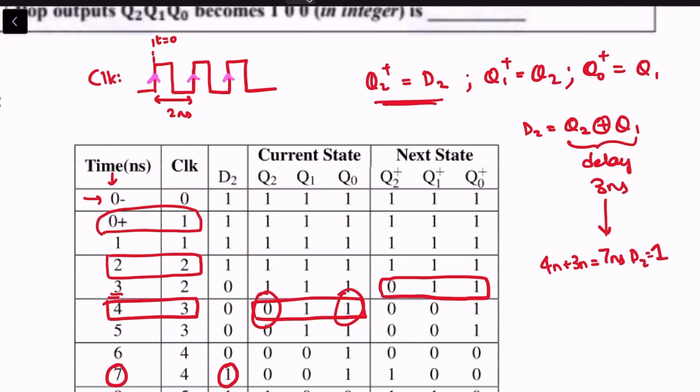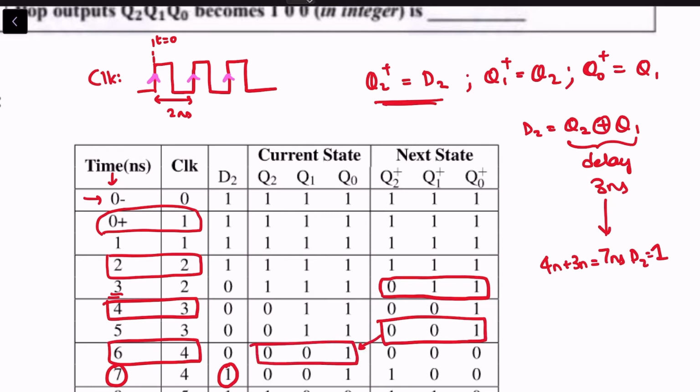This is D2. Until then D2 is 0, so the next state Q2 plus, which takes on the value of D2, is 0, and 0 1 comes over here. On the next clock edge, at 6 nanoseconds, clock edge number 4, the next state of 0 0 1 arrives. For 0 0 1, Q2 and Q0 are still 0 1, and so you are not going to see a change in the output of the XOR gate at input D2 for this current state.